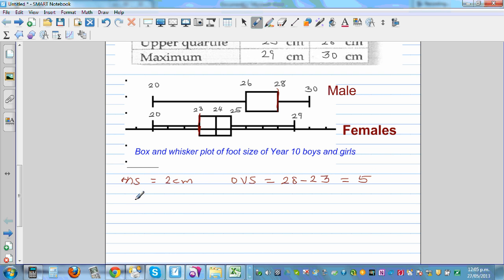And now you have to find the ratio median shift divided by overall visible spread, which is 2 out of 5, which is 4 out of 10, which is 40%. Now what does this mean?